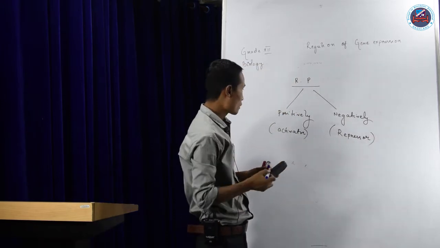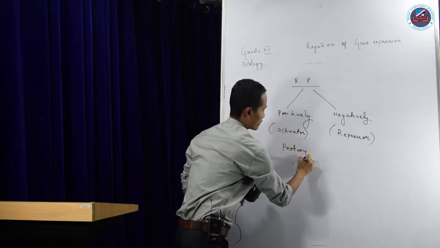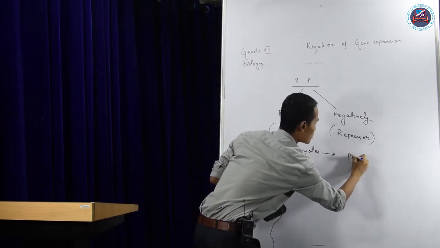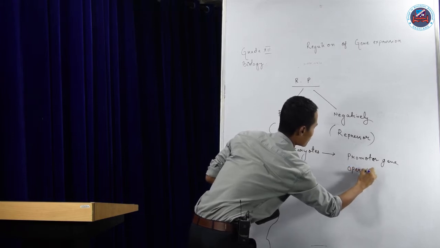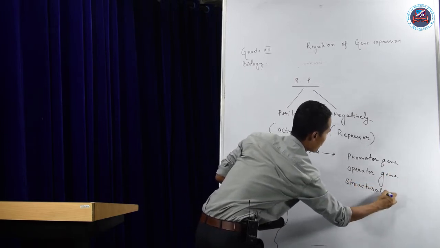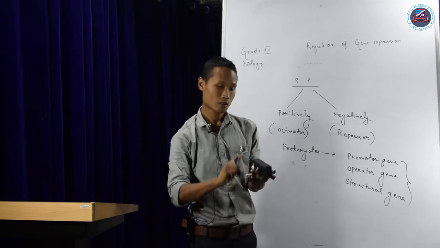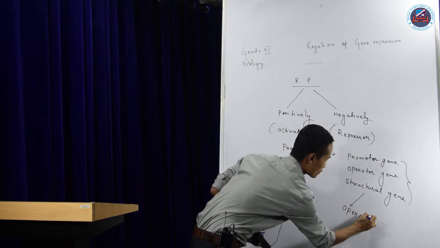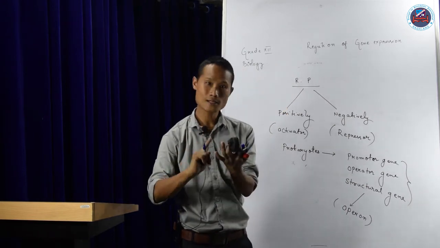Now, in prokaryotes, there are three specialized genes. The first is the promoter gene. Second is the operator gene. And the third is called the structural gene. So the combination of these three, the promoter gene, operator gene and structural gene, is considered an operon. It is named an operon. There will be one promoter gene, one operator gene, and one structural gene.